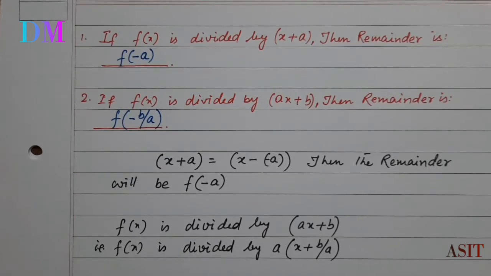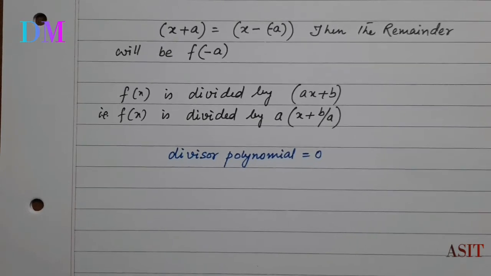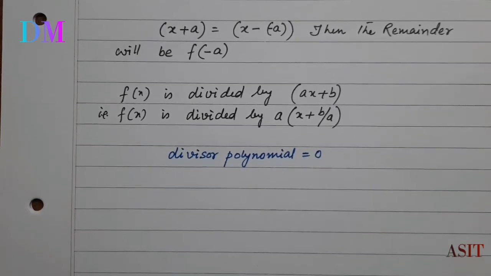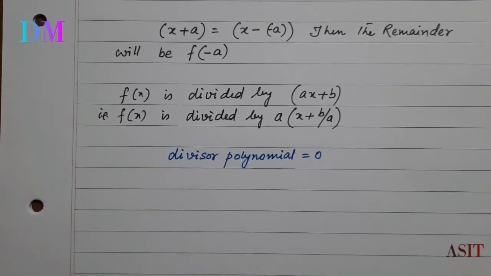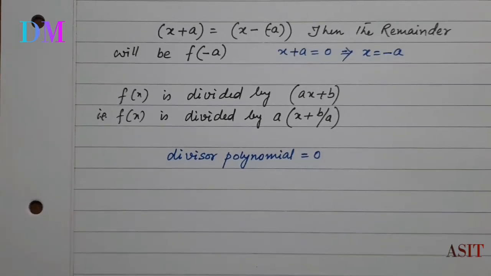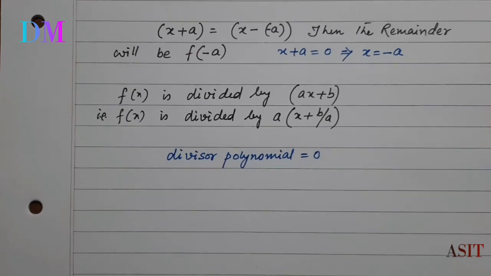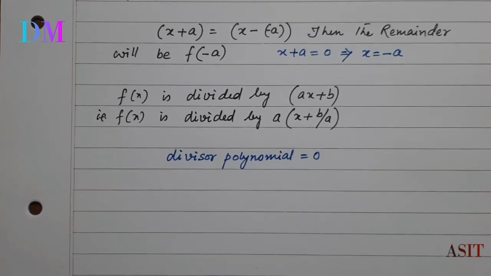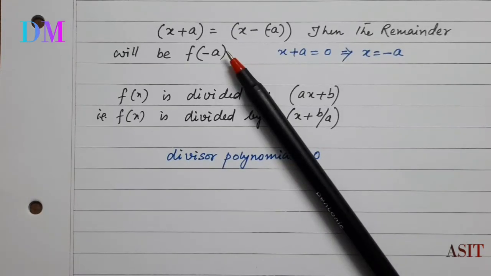You can do it on the rough. To determine that, you can put the divisor polynomial equal to 0 and try to find out the value of x. That will help you to find out the remainder. Let's see. In the first case, the divisor was x plus a. Now if I put x plus a equals to 0, which implies x equals to minus a, hence the remainder will be f(minus a).